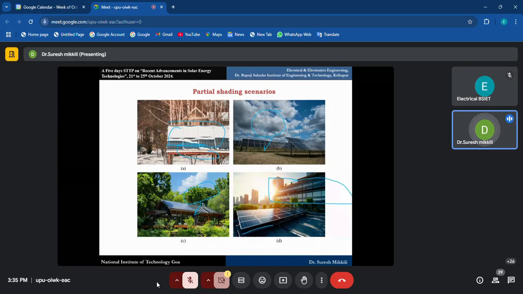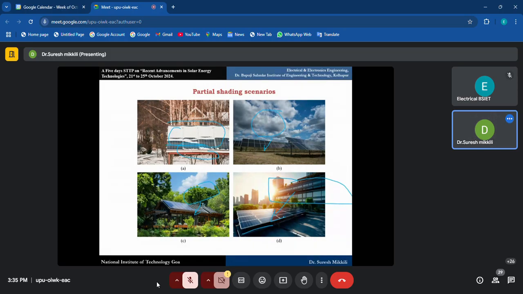Next to your house, there is a tall building. Try to understand: yours is a 5-story building, and next to your house a 10-story building is there. Then definitely that shade will fall on your PV panels. I hope you understand. So these are the realistic scenarios, when you construct a rooftop PV system.